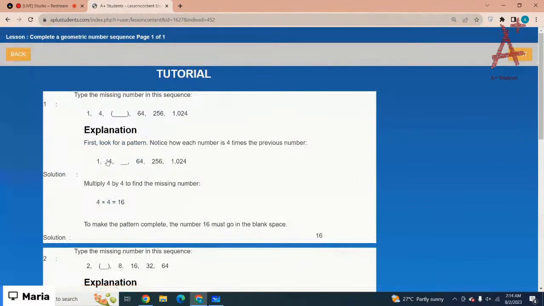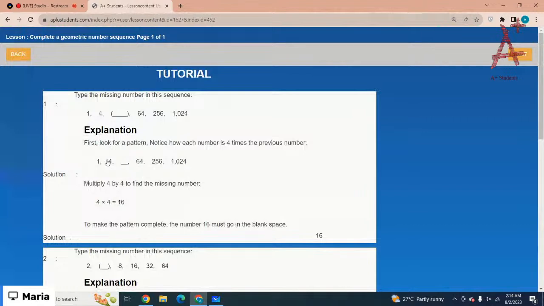Okay, so type the missing number in the sequence. You have to find the missing number. 1, 4, the missing number, 64, 256, 1024. Okay, first you have to look for the pattern. You have to notice how each number is 4 times the previous one.